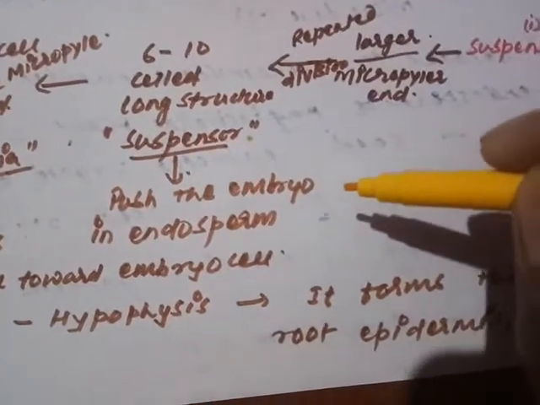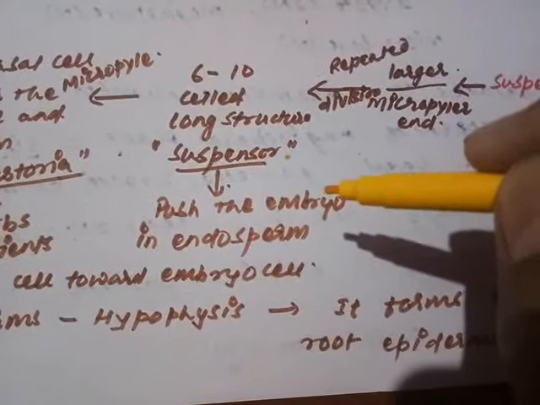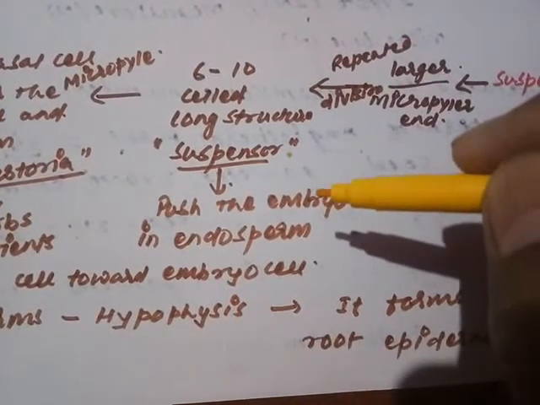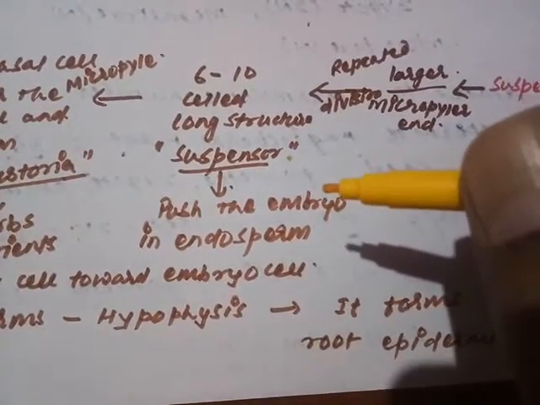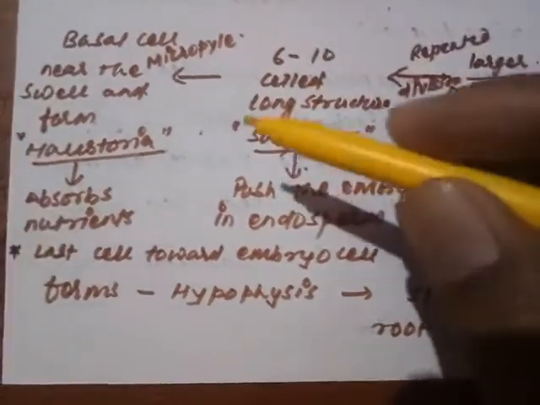Why? Because the endosperm is the source of energy for the embryonic development. Is it clear? The suspensor cell is meant for pushing the embryo into the endosperm, so that it could provide enough energy for the development of the embryo, and the haustoria works to absorb the nutrients. One more important thing is there.